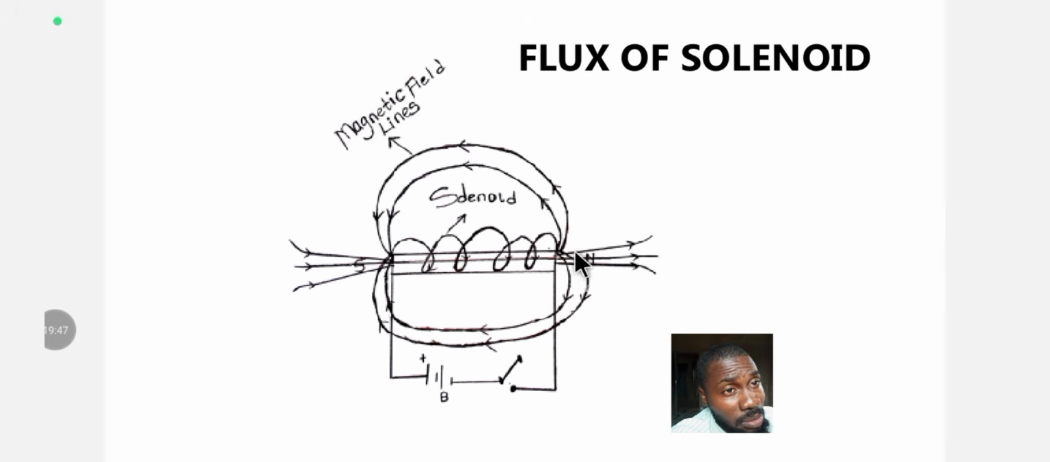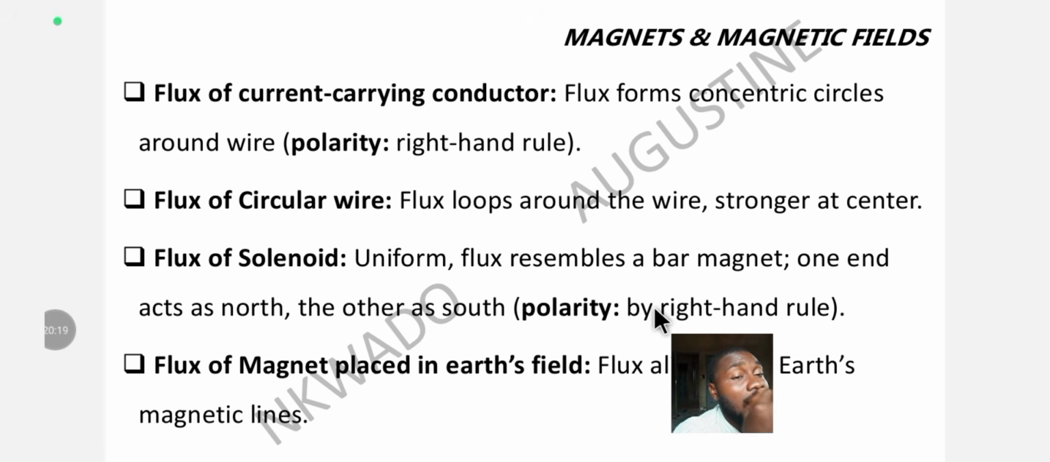You can see how uniform it is. From north to south, from north to south. Remember, the flow of magnetism is usually from north to south pole. You can see the flow. Look at the arrow from north to south. From what? North to what? South. The polarity is also tested with Fleming's right hand rule.